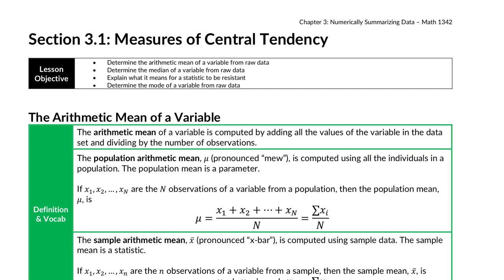So chapter 3 of this textbook is all about numerically organizing data. Before, we had visually organized data in our frequency distributions and our relative frequency distributions. And now we're actually going to start computing stuff through different types of measures of these numbers.